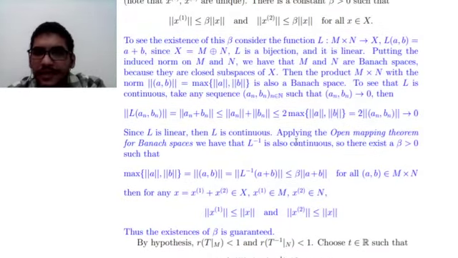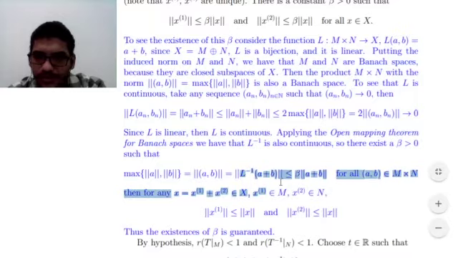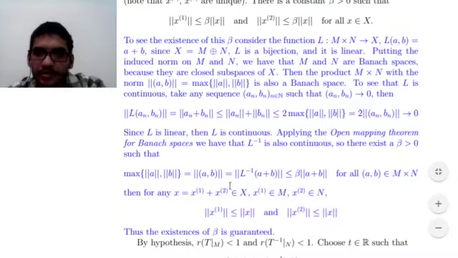So applying the open mapping theorem for Banach spaces, we have that L minus 1 is also continuous. So there exists a beta greater than 0 such that this happens, okay? This happens for the continuity, but this is equal to this and this is equal to this, so we have what we want here, okay?